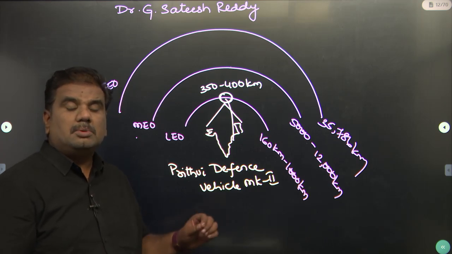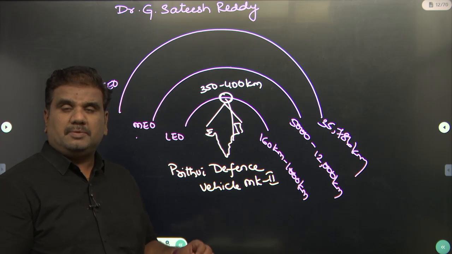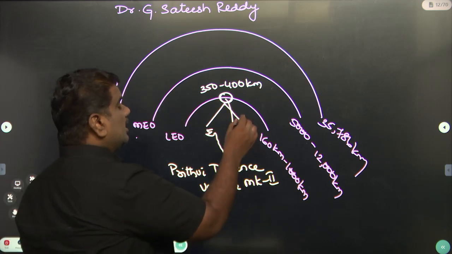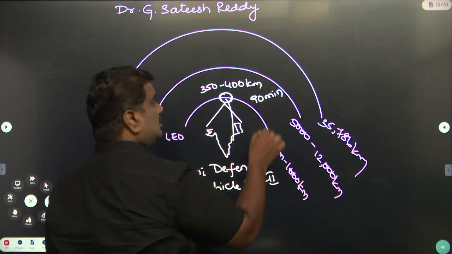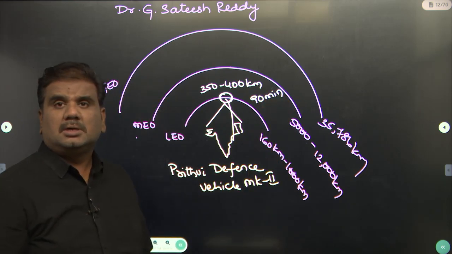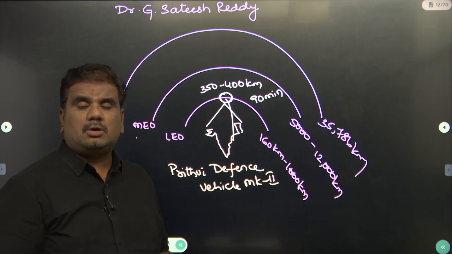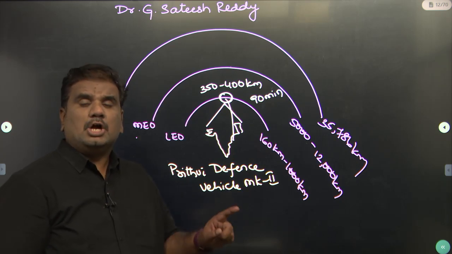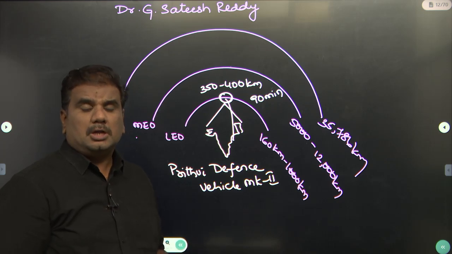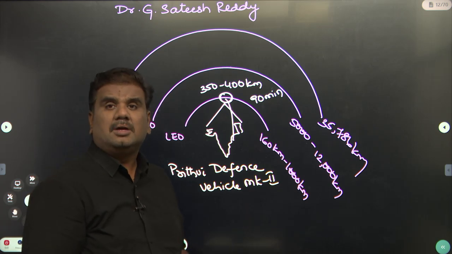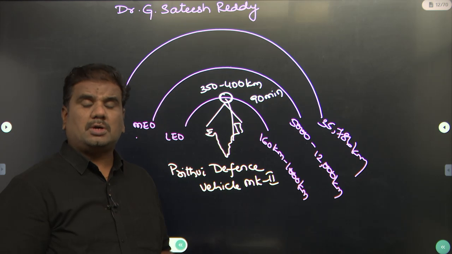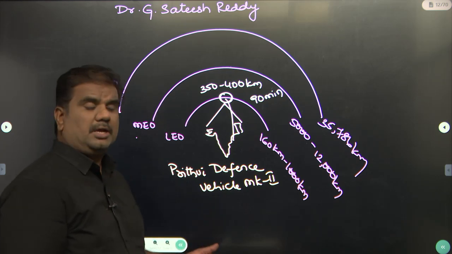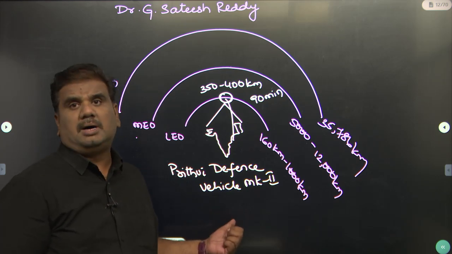Remember one thing: any satellite placed in the LEO orbit will move around the earth in just 90 minutes. It takes only 90 minutes to complete one orbit. Here we are trying to destroy a spy satellite in the LEO orbit at a height of around 350 kilometers to 400 kilometers using the Prithvi Defense Vehicle Mark II.